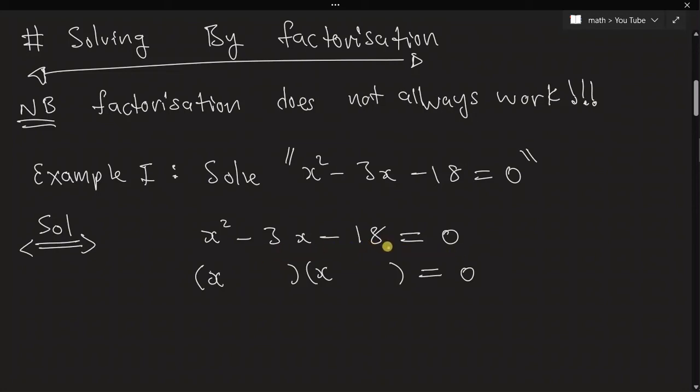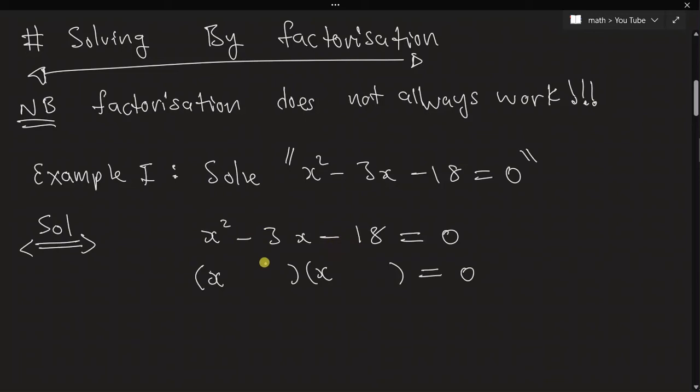So what we're going to do is see if we can find such numbers. If you look closely, you can see that if I were to take 6 and 3, they always give us 18. But now we want to arrange them such that they give us negative 18 and negative 3 when added. So the best way to do that is to take 6 to be negative and 3 to be positive. So now when I say plus 3 minus 6, I get negative 3, and the product gives us negative 18.